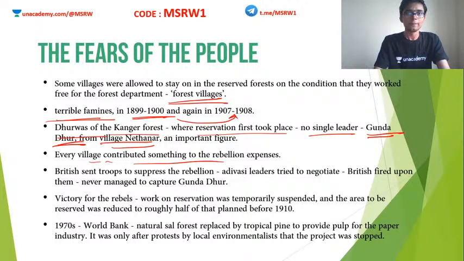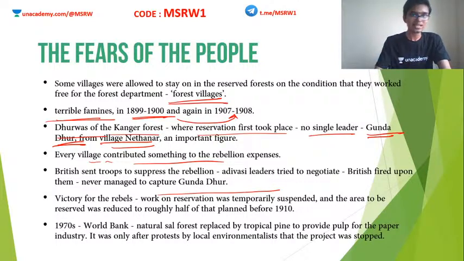Many people died here, in the Bastar region also. But Gundathur, the important person as far as this rebellion is concerned, escaped. Britishers never managed to catch him. Eventually, the rebels won. Although Britishers managed to do all these horrific activities, the rebels won in the end. And due to their victory, the work on reservation was temporarily suspended by the British.